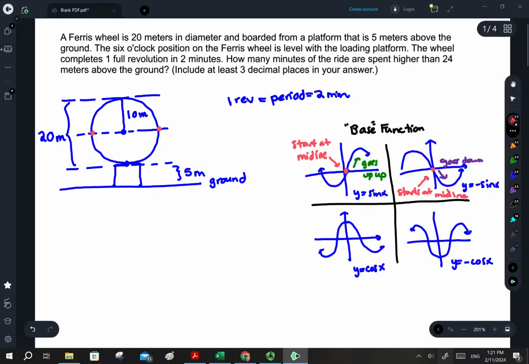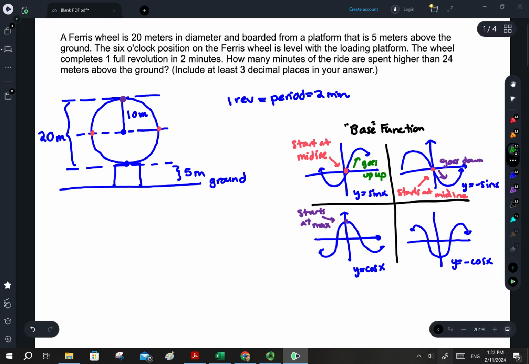So I can eliminate the sine functions as options here if I want to choose the simplest possible way to do this problem. When I look at my cosine graphs, I can see that y equals cosine of x actually starts at the maximum, which also won't work here because we don't start the passengers at the top of the wheel. They get on the wheel at the bottom.